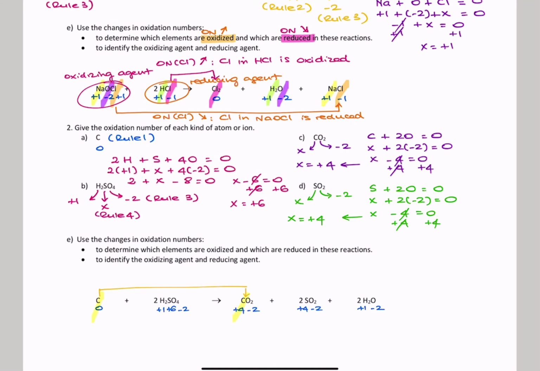Therefore, the oxidation number of carbon increases and carbon is oxidized. Keep going. What do we have next? I have H that is +1 here, H that is +1 here. H remains unchanged, so it's neither reduced nor oxidized. I have S here that is +6, S here that is +4. Therefore, the oxidation number of S decreases from +6 to +4, and S in H2SO4 is reduced.